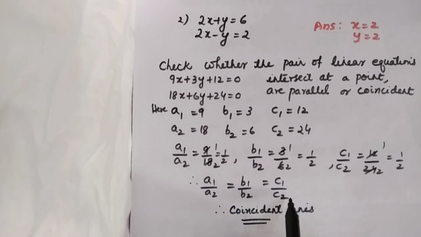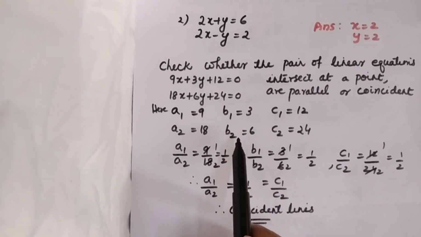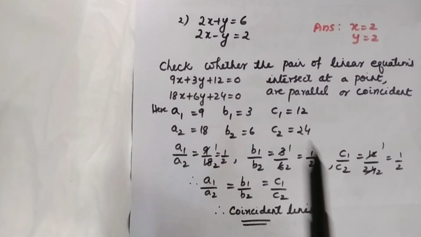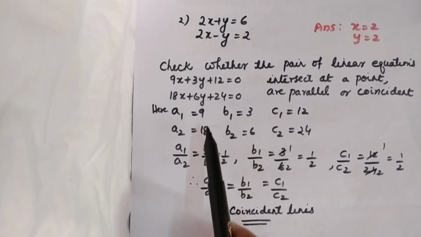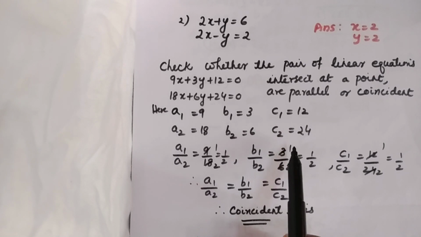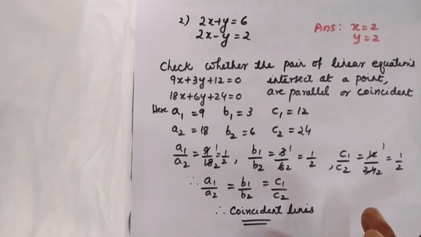These are coincident lines. Suppose you are getting a1 by a2 not equal to b1 by b2, then they are intersecting lines. And suppose it is a1 by a2 equal to b1 by b2 not equal to c1 by c2, then they are parallel lines. No solutions.